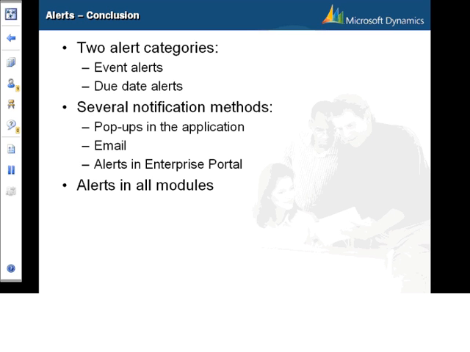So we finished the alert part, the first part of our session, and we were talking about the alerts. The conclusion is that alerts are used in the Microsoft Dynamics AX system to inform users when a condition exists in the system. Generally, alerts fall into two categories: event alerts and due date alerts. Alerts can notify users in several ways: pop-ups in the application, email, and alerts in the enterprise portal.